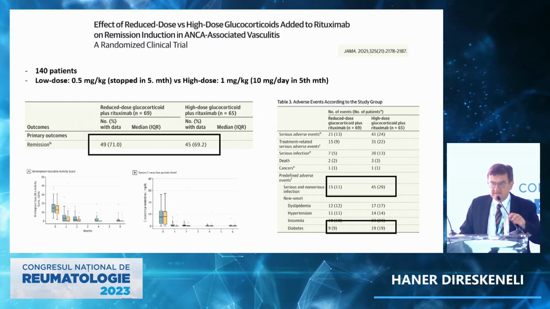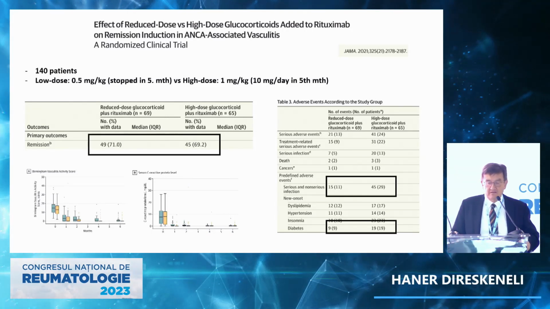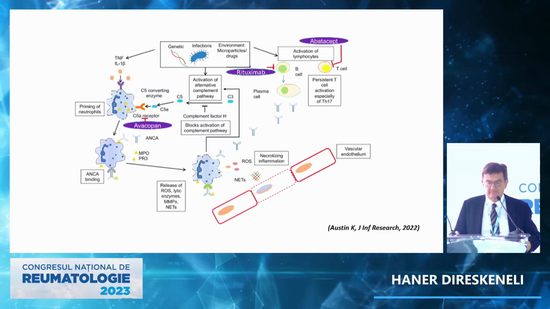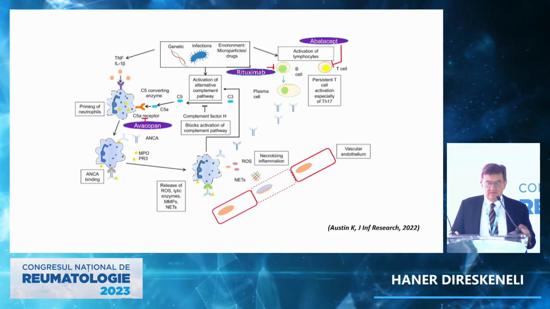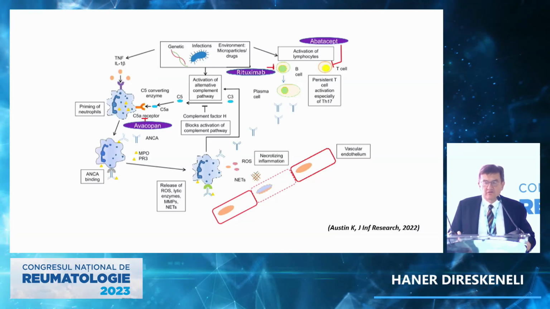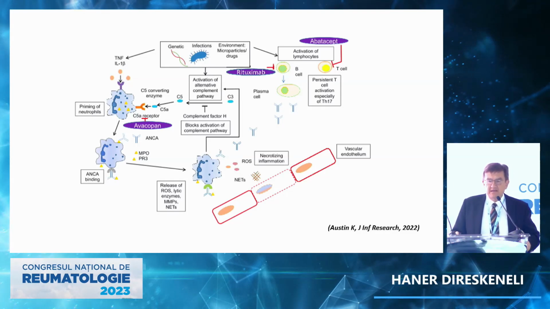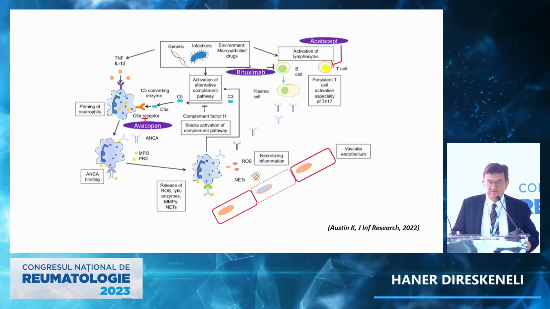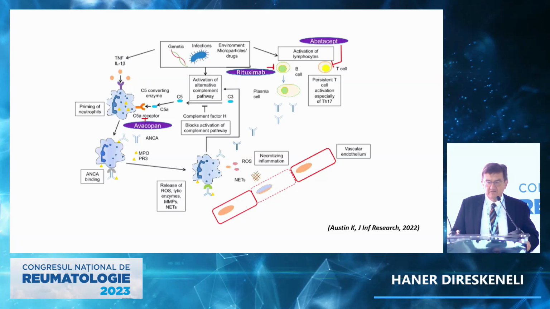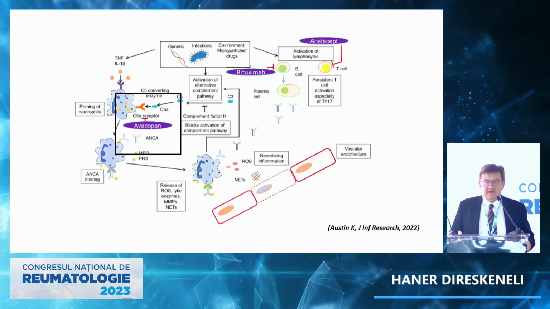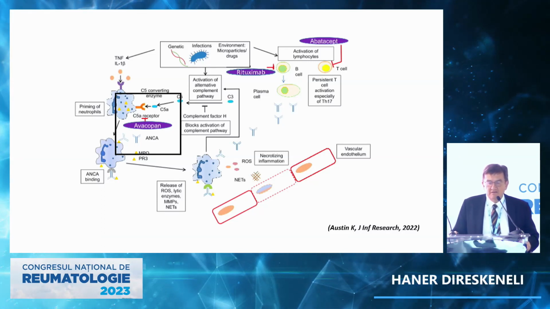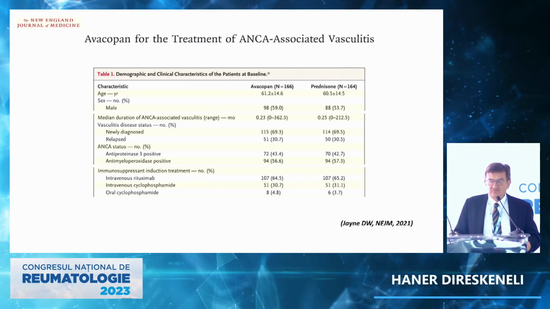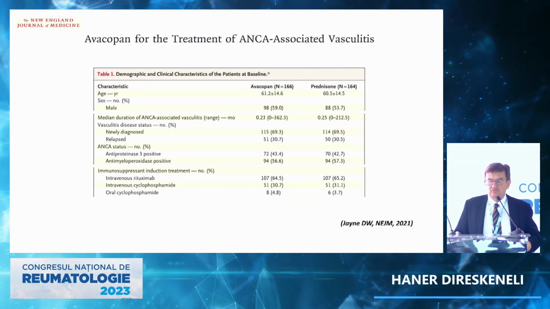So with this data, we can definitely say that starting and continuing with a low to medium glucocorticoid dose is safe and effective in ANCA-associated vasculitis. And now, avacopan. When we look at the pathology of ANCA-associated vasculitis, until now, we aimed at B cells, T cells with abatacept, and various aspects of the immune response with glucocorticoids. Now, we have a C5a receptor antagonist, which can block the activation of neutrophils. Avacopan is an oral agent, easy to use, and the major study came out in the New England Journal in 2021.